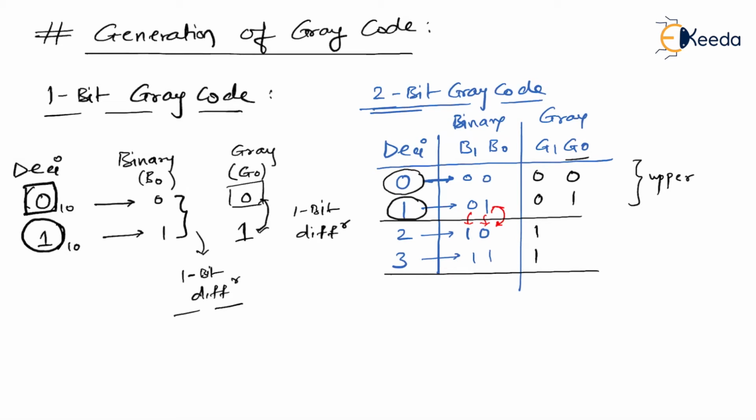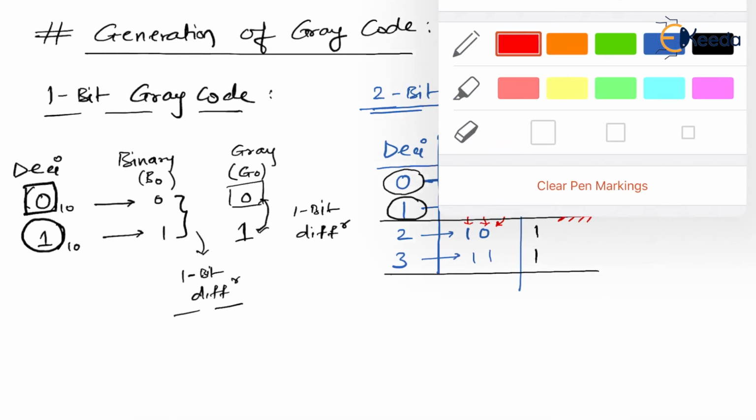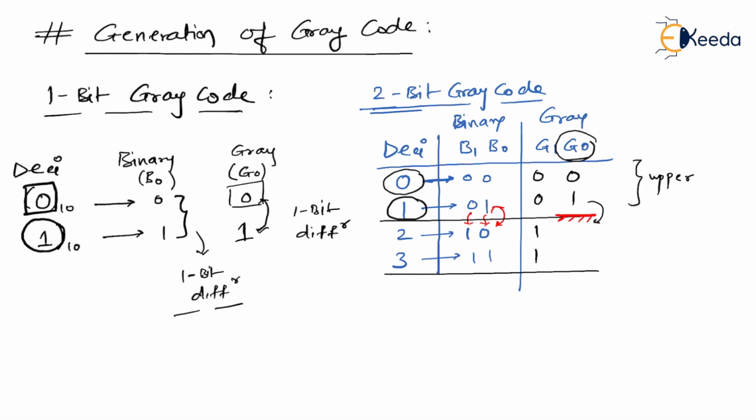So what I have actually copied is only the G0 value from the previous table. Then the real reflection comes. What is meant by reflection? Pay attention. Assume that there is a mirror placed over here. It's a mirror, okay? And wherever there is a mirror, there is a reflection. So because of the mirror, this 1 will have a reflection here and this 0 will have a reflection here. And that's it. What we have right now is a gray code.